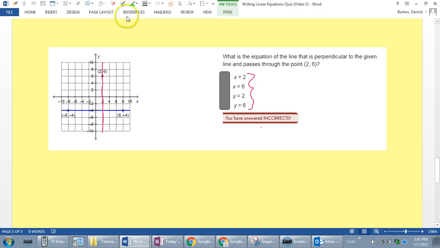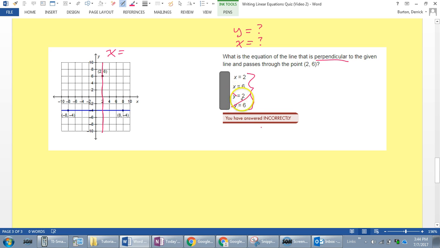So we are supposed to find the equation of a line that is perpendicular to the given line. So that's why I drew this pink line. If I want the equation of this pink line, is it going to be y equals a number, or is it going to be x equals a number? The pink line. It'll be x. That's right. It'll be x equals a number because it's a vertical line. So we know it should be x equals something.